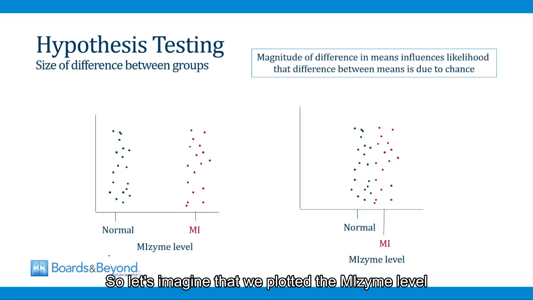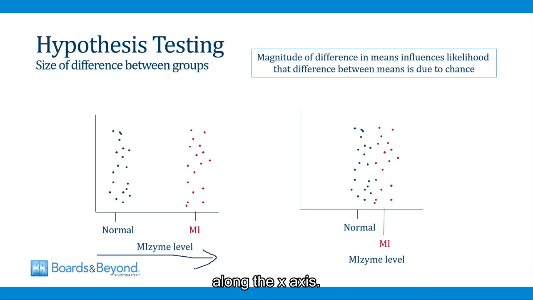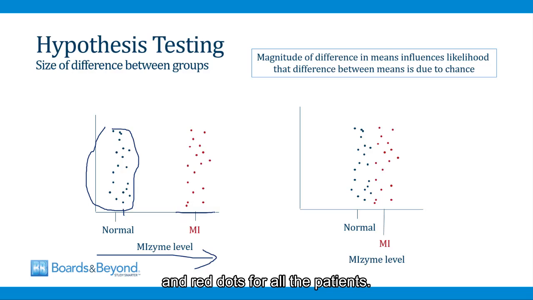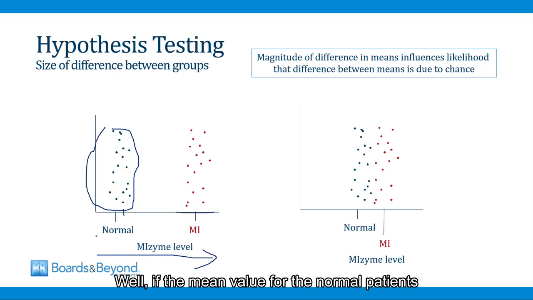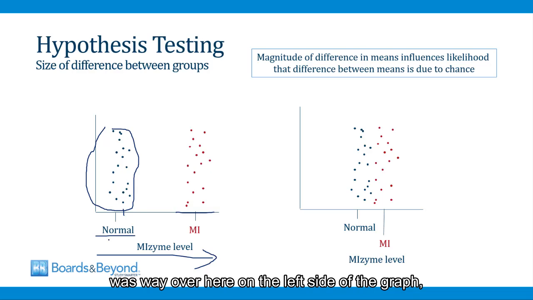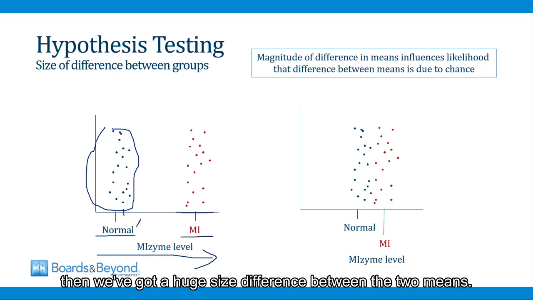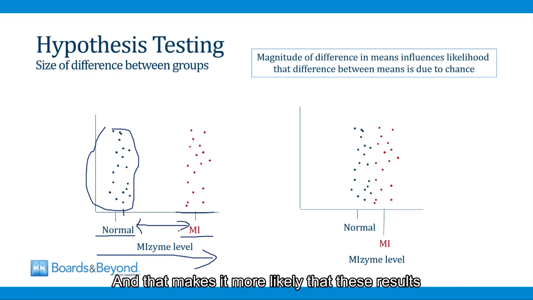So let's imagine that we plotted the MI-zyme level along the x-axis, and each time a patient in our study had a particular value for MI-zyme level, we put a little dot. And we use blue dots like shown here for all the normal patients and red dots for all the MI patients. Well, if the mean value for the normal patients was way over here on the left side of the graph, and the mean value for the MI patients was way over here on the right, then we've got a huge size difference between the two means, and that makes it more likely that these results are real and not due to chance.